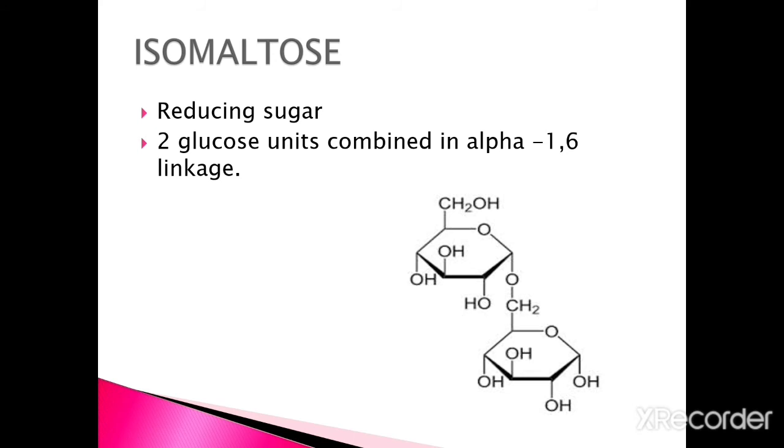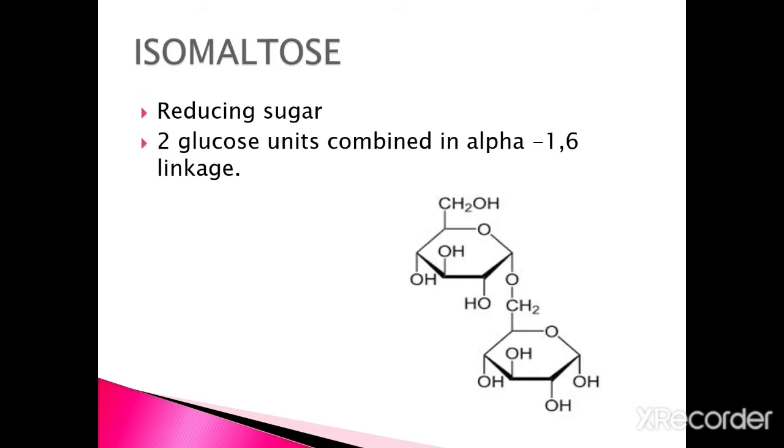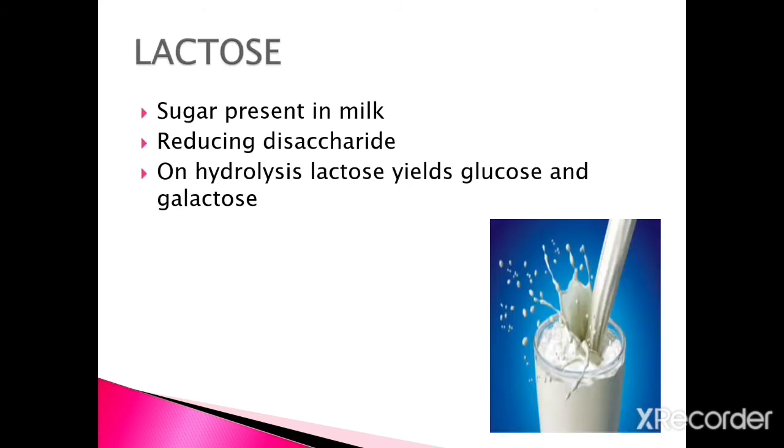Then isomaltose. Isomaltose is also a reducing sugar. The components are the same, 2 glucose units, but the linkage is different. Here the linkage is alpha 1,6, whereas in maltose the linkage is alpha 1,4. Partial hydrolysis of glycogen and starch produces isomaltose. The enzyme oligo-1,6 glucosidase, which is present in the intestinal juice, can also hydrolyze isomaltose into glucose units.